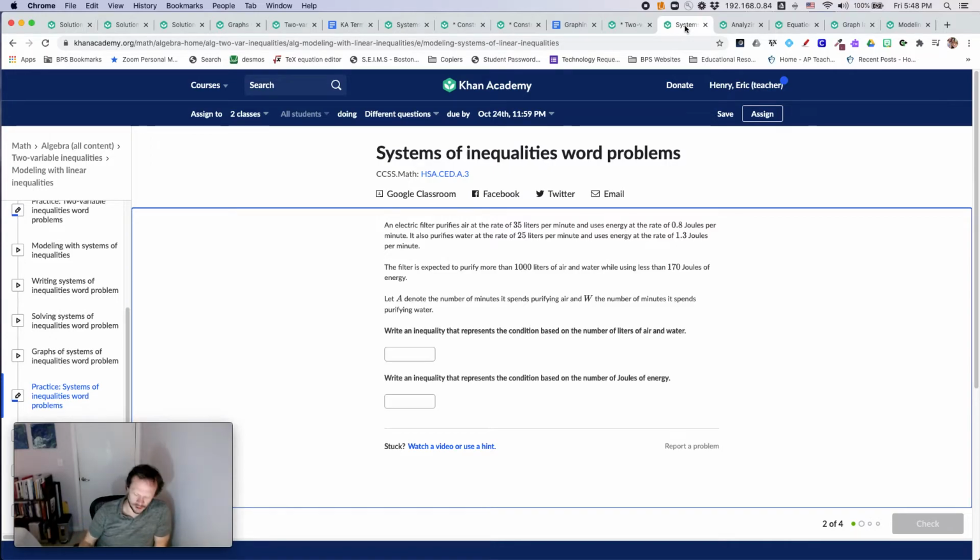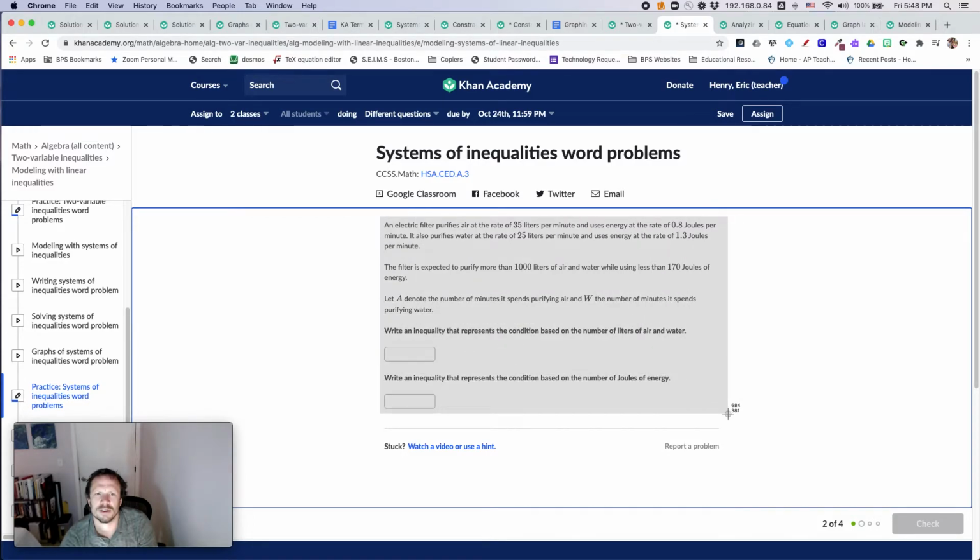System of inequalities word problems. A whole nother word problem jam. Let's copy this one and dig into this.